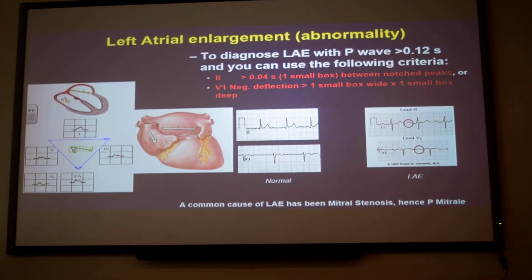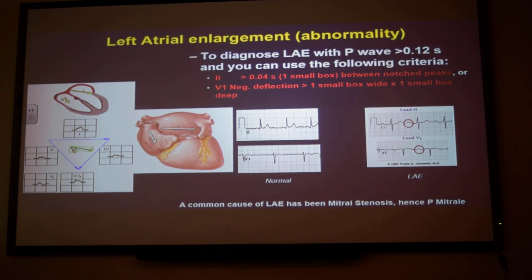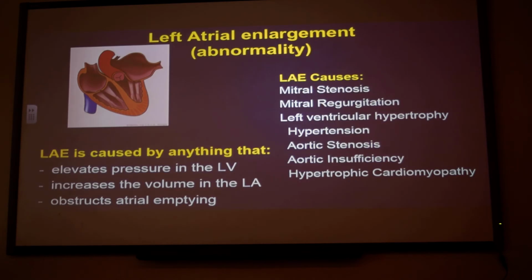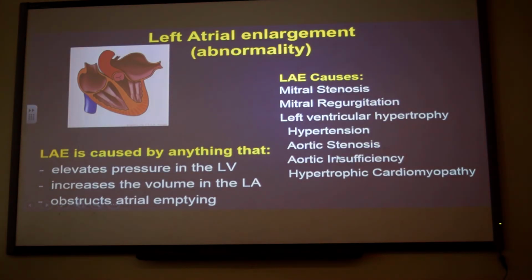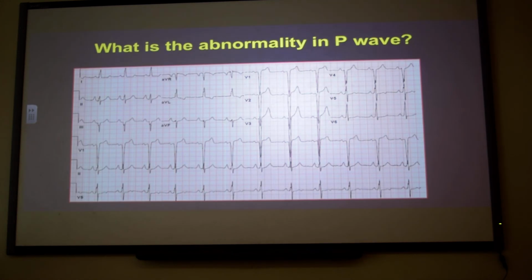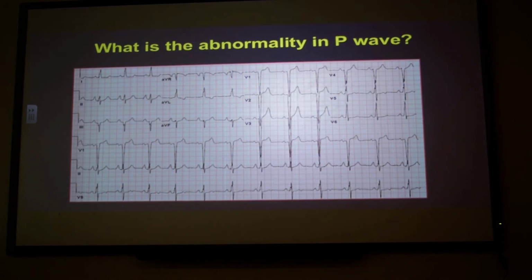Okay. What can cause left atrial enlargement? Why is the left atrium dilated? Mitral valve disease, stenosis or regurgitation. Anything that increases left ventricular pressure, because the atrium has to contract against pressure, then it will dilate. So typical examples like hypertension, aortic stenosis, aortic regurgitation, hypertrophic cardiomyopathy, all of this will lead to left atrial enlargement. Now, so we finished left atrial enlargement.